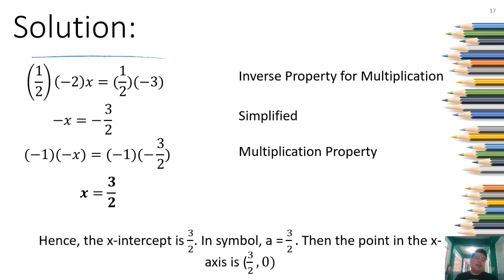So hence, the x-intercept is 3 all over 2 and symbol A is equal to 3 all over 2. Then the point in the x-axis is 3 all over 2 and 0.